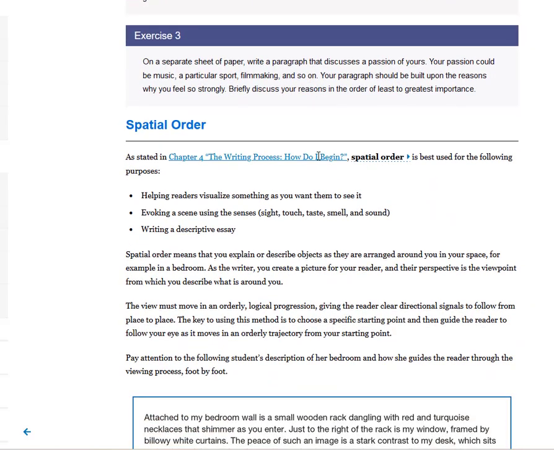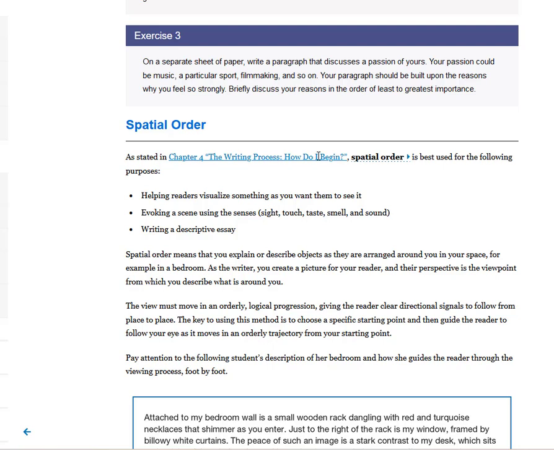Spatial order. Spatial order is best used for the following purposes: helping readers visualize something as you want them to see it, evoking a scene using the senses of sight, touch, taste, smell, and sound, and writing a descriptive essay. Spatial order means that you explain or describe objects as they are arranged around you in your space. For example, in a bedroom.